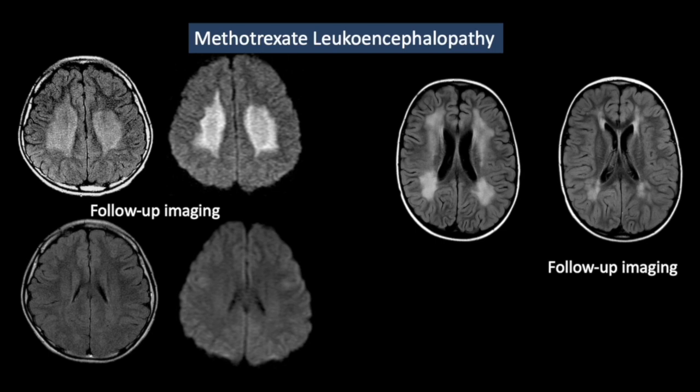Although not specific, it has been described in other chemotherapeutic and immunosuppressive agents such as cyclosporin, 5-fluorouracil, and fludarabine. The disseminated necrotizing variant is seen in patients receiving high doses of intrathecal methotrexate and concomitant whole brain radiation. In addition, the subacute combined degeneration that resembles vitamin B12 deficiency on imaging is also noted in patients receiving intrathecal methotrexate.